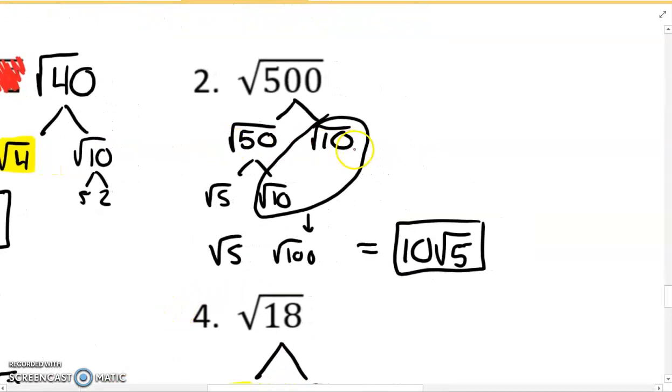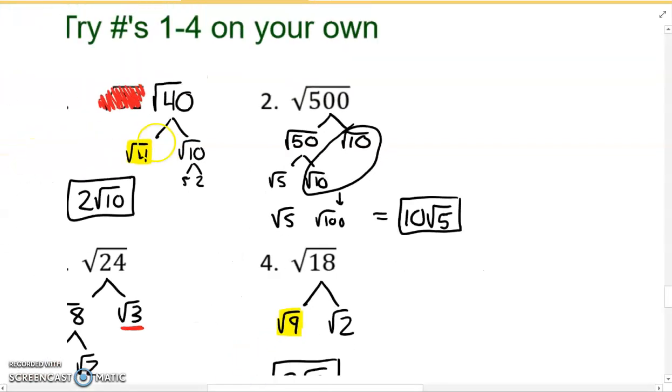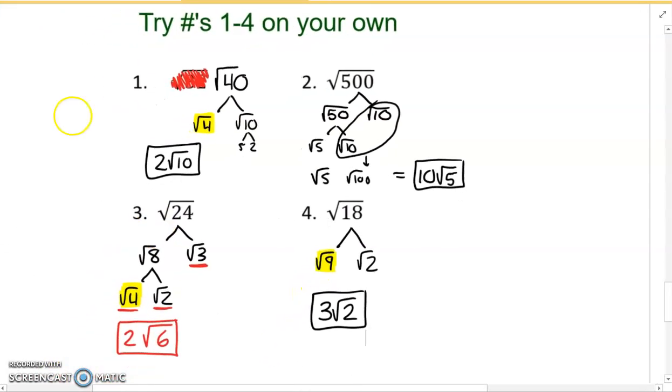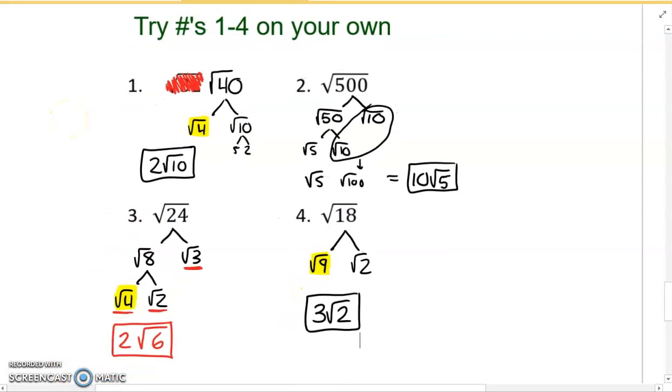So I did 50 times 10, and then I broke 50 down to be 5 times 10. So you can see that I found a pair of 10s, which is the same thing as the perfect square of 100. So I wrote that down below there as root 5 times root 100, and I got 10 root 5 as my answer. So all in all, what I want you to take away from this video is there are 2 ways for us to locate perfect squares. One is to actually see the perfect square in the problem, and I would highlight it or circle it, or look for a pair of numbers, and that pair of numbers will also be a perfect square.